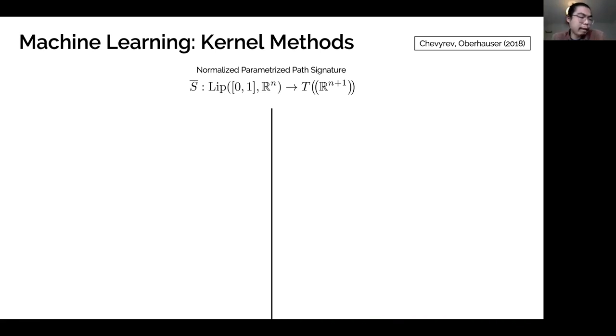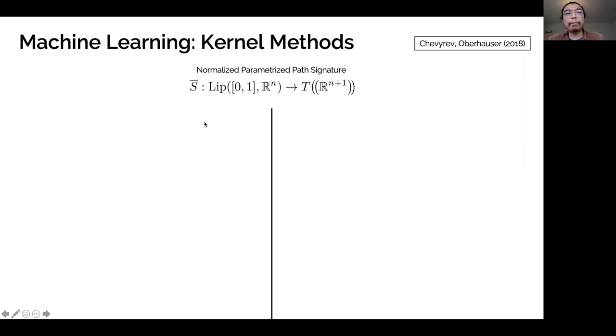One of the reasons this is very useful in the context of machine learning is because the signature has two very nice properties, which are these universality and characteristicness properties that I talked about with ordinary monomials. And specifically, this is useful in the context of what's called kernel methods. So this was work that was done by Ilya Chevyrev and Harald Oberhauser in 2018. And here I'm going to be looking at a normalized and parameterized version of the path signature. So at this point, we can just think about this as having some modifications on this signature map.